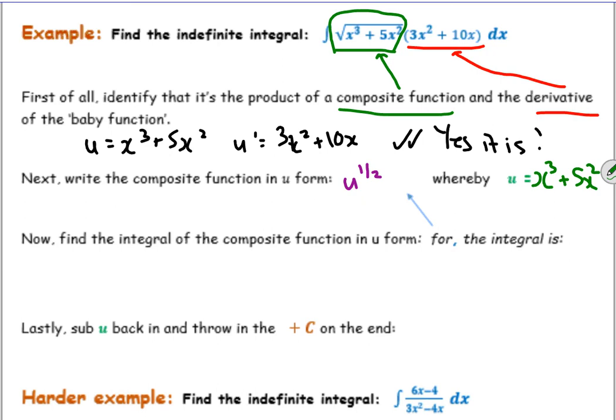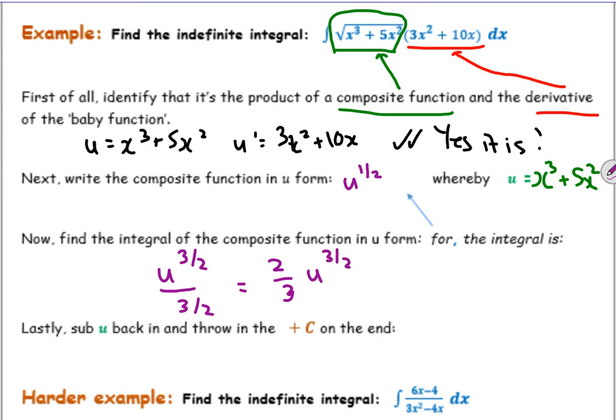Now find the integral of the composite function in u form. For this one, the integral will be u to the 1.5 over 1.5, or 3 over 2. So u to the 3 over 2 divided by 3 over 2. When you divide by 3 over 2, that's the same as timesing by 2 thirds. So 2 thirds u to the 3 over 2.